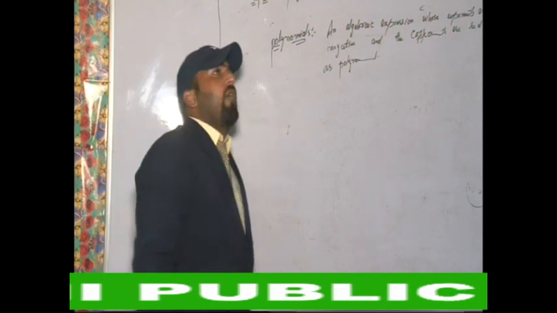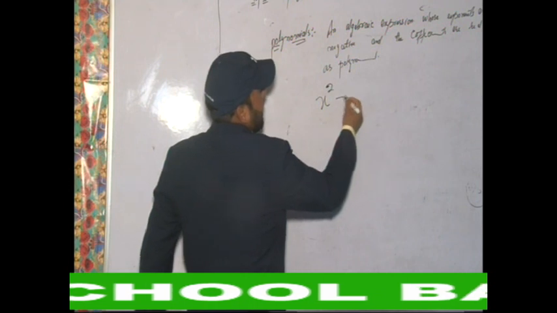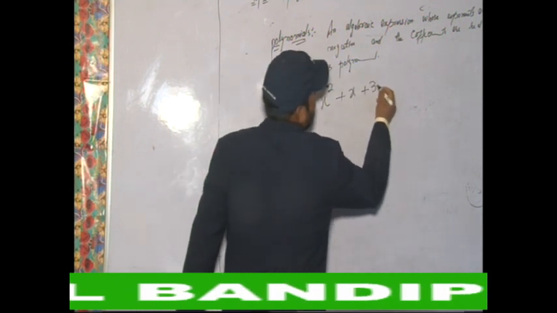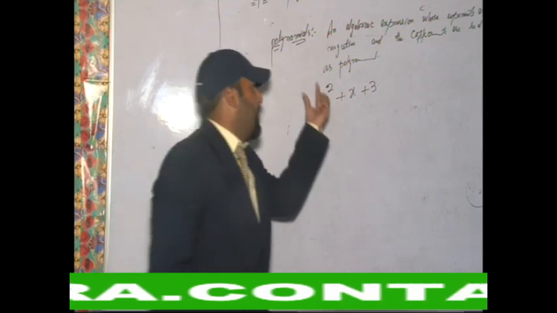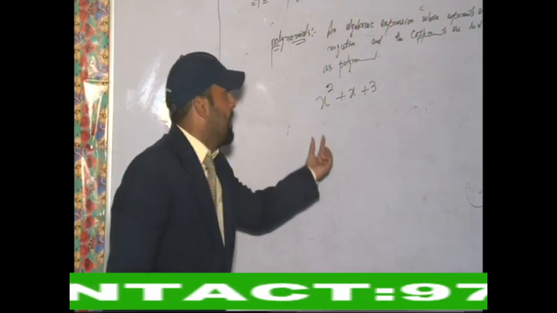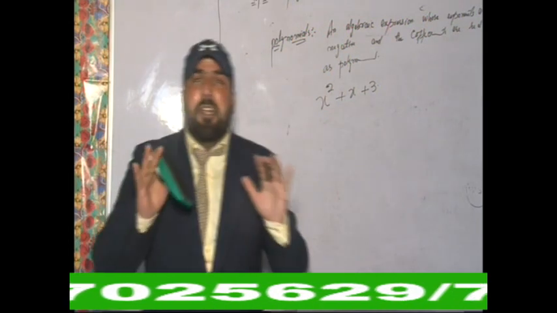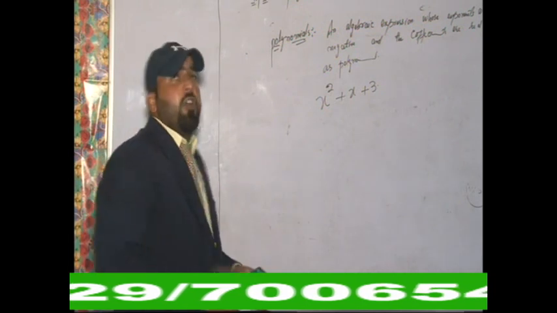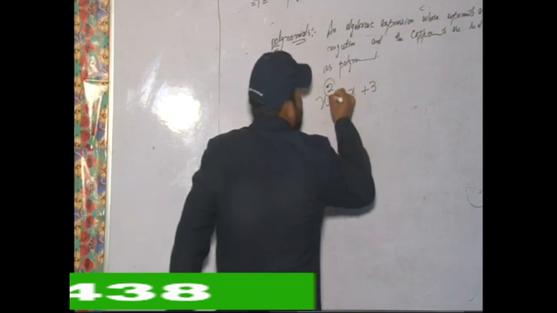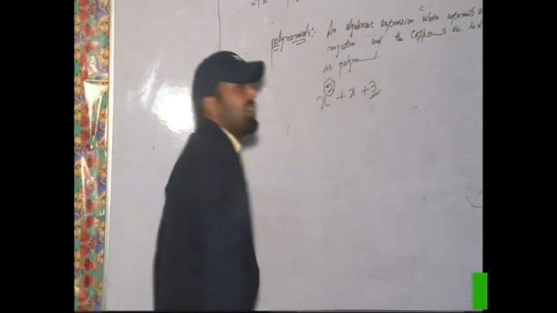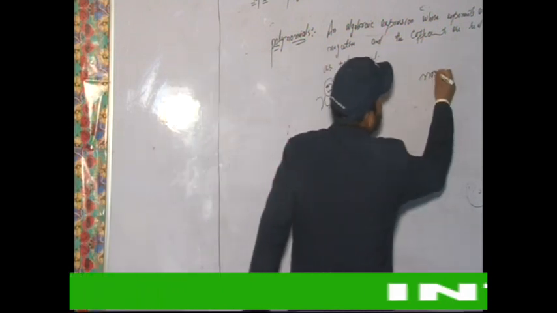Let us give an example. For example, if I take the algebraic expression x square plus x plus 3. Now, this is an algebraic expression because the variables and constants are combined by addition. Now, the question arises whether this algebraic expression is a polynomial or not. What you have to do? You have to check whether the exponents of this algebraic expression are non-negative. Either we can say are whole numbers.